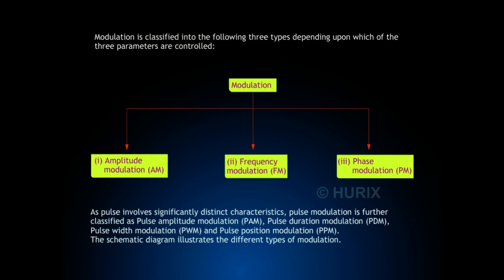As pulse involves significantly distinct characteristics, pulse modulation is further classified as pulse amplitude modulation, PAM, pulse duration modulation, PDM, pulse width modulation, PWM, and pulse position modulation, PPM. The schematic diagram illustrates the different types of modulation.